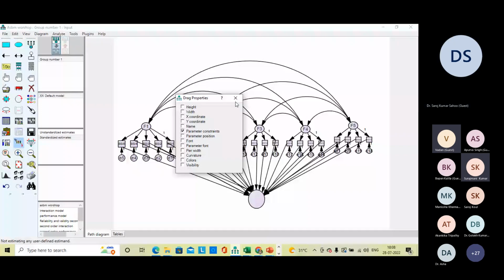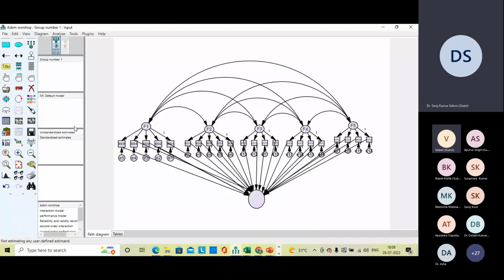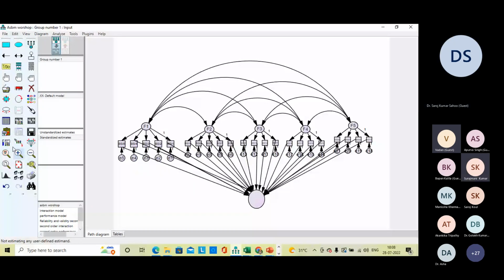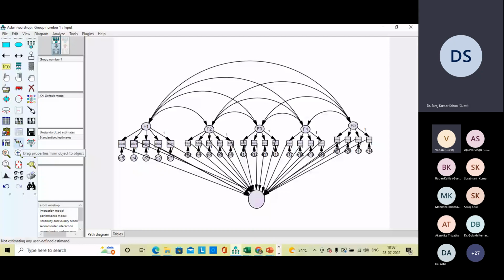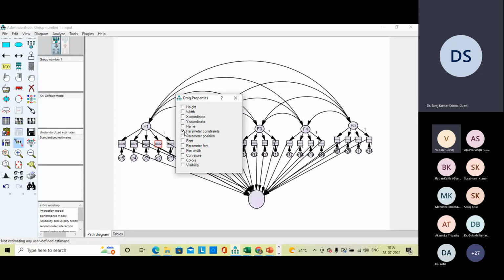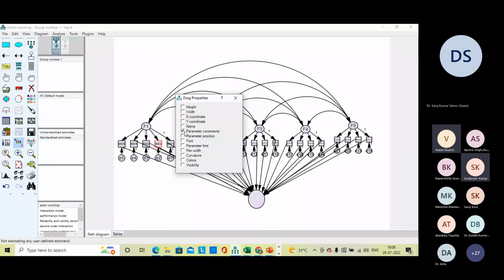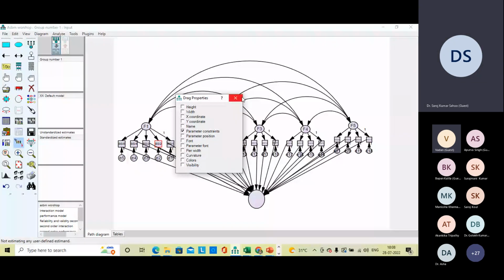Where you have taken drag properties? Look at here. Look at my cursor movement. This is the drag property. Then check the drag parameter constraint. Done it, madam? Yes, sir. Then close it.